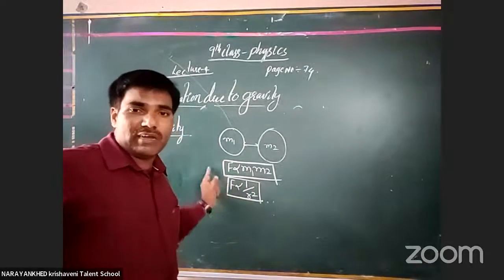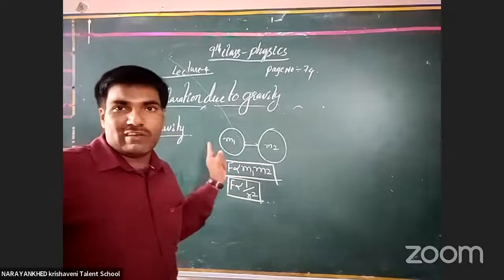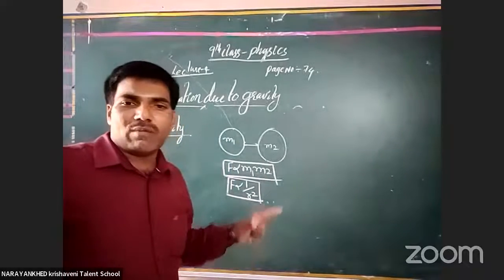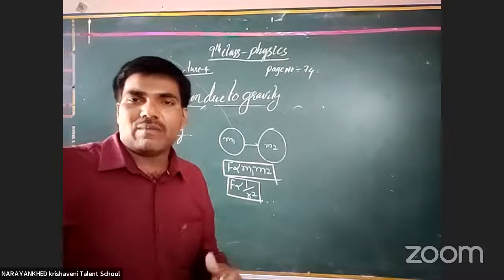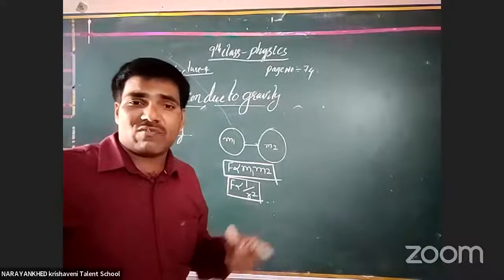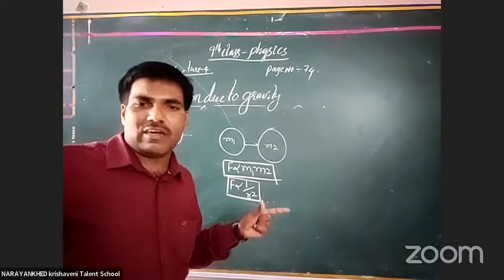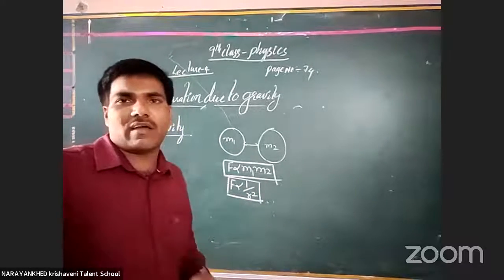When one body is away from another, the attraction force decreases. When one body is attracted to the other, the attraction force increases as they come nearer to each other. When they go away from one another, that much attraction force is not there.